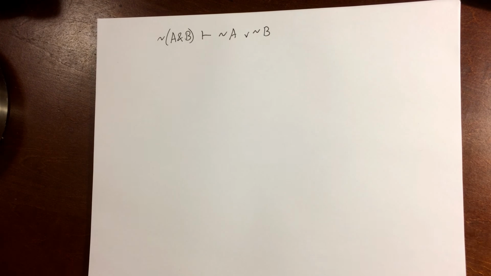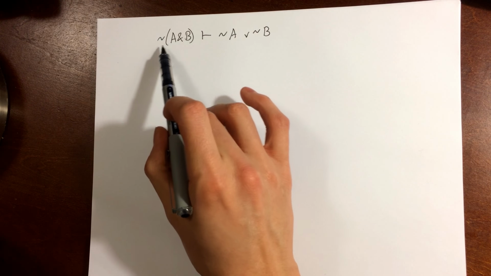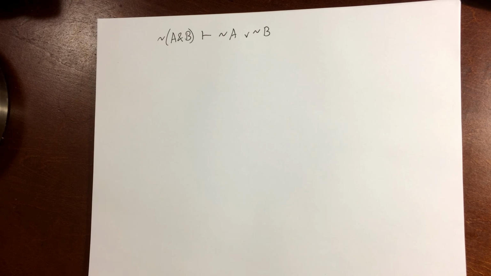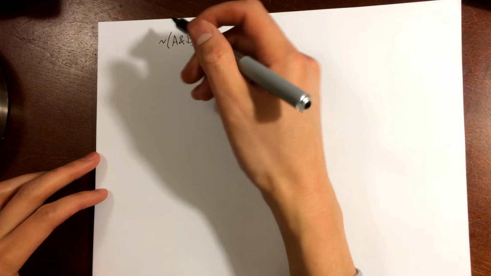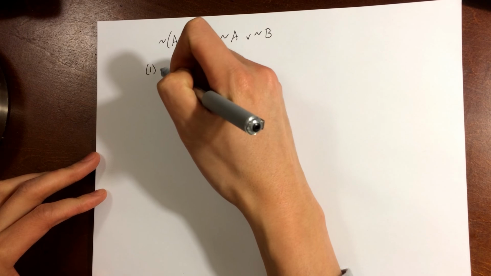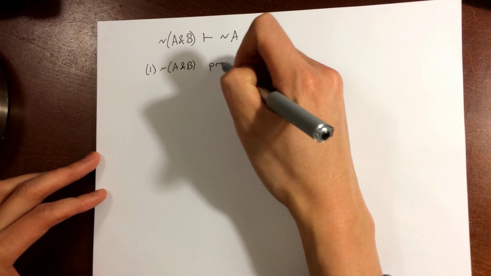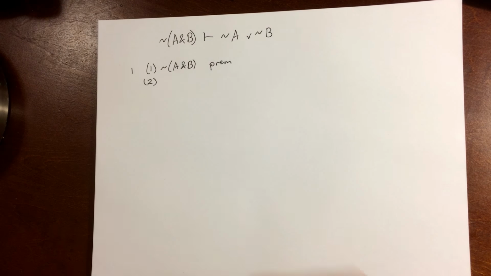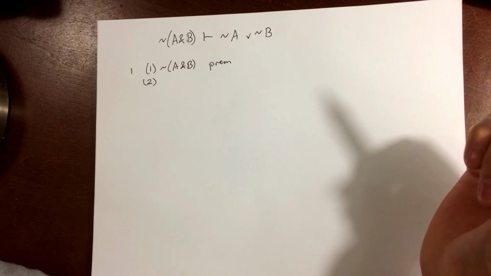Okay, so let's start off. We'll do De Morgan's law. We'll do it from this direction. Not (A and B) entails not A or not B. So the strategy starts off like this. Right? We have one premise. And so we said that we're going to use reductio ad absurdum, which means that we're going to assume the opposite of what we want and then try to prove a contradiction.